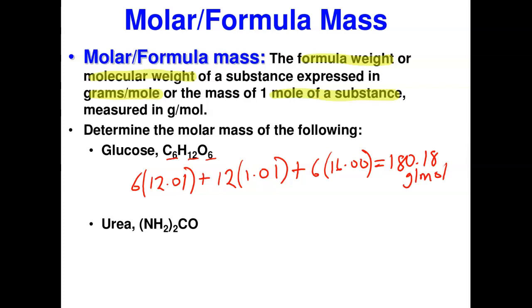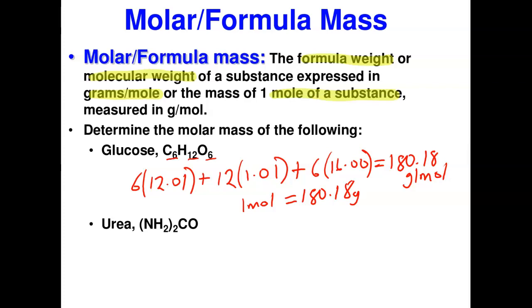What this simply means is that 1 mole of glucose molecule weighs exactly 180.18 grams. Again, this is a simple conversion unit that we've just arrived at, but we're going to talk about the import of this as we move on. Again, another compound, urea, has this particular formula. We can determine the molar mass again. Remember, the molar mass will always be measured in grams per mole. Okay, let's get at it.